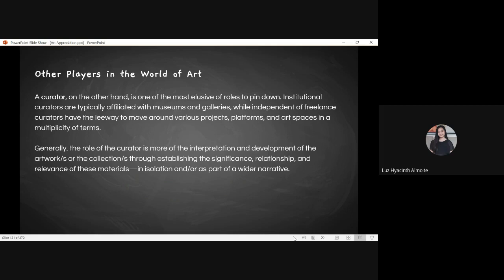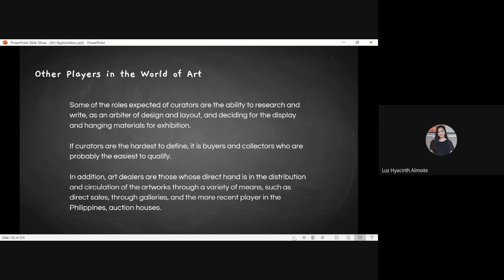So generally, the role of the curator is more of the interpretation and development of the artwork. It is also the collection of ideas through establishing the significance, relationship, and relevance of these materials in isolation and or as part of a wider narrative. Curator sometimes is the hardest to define.